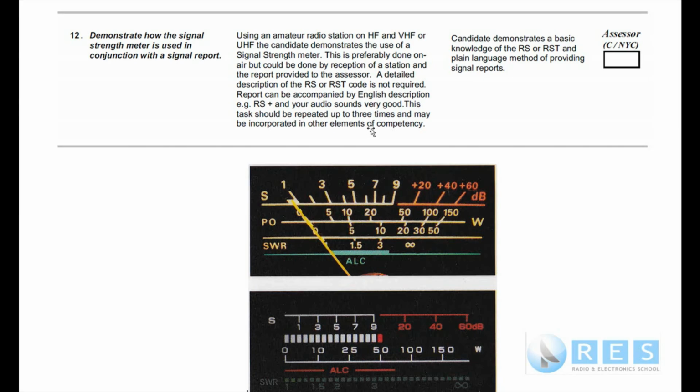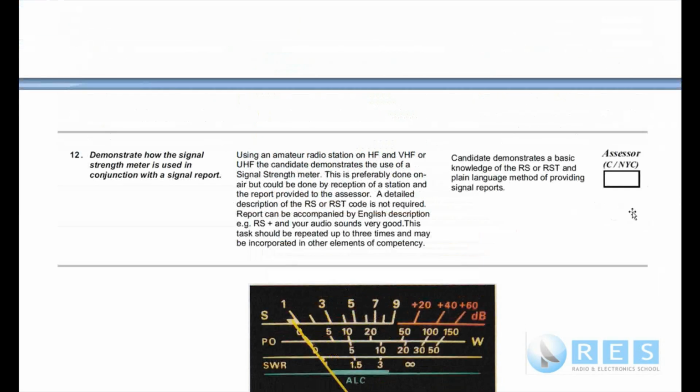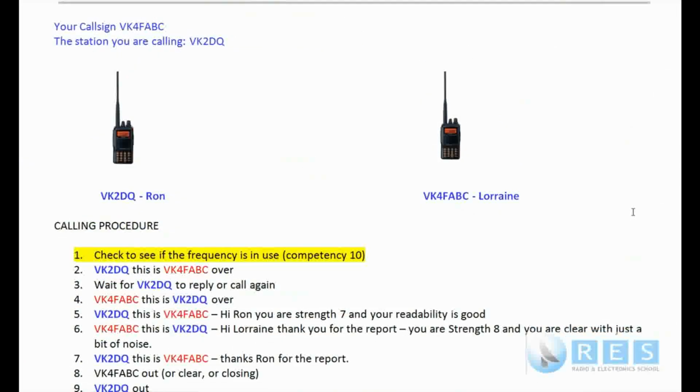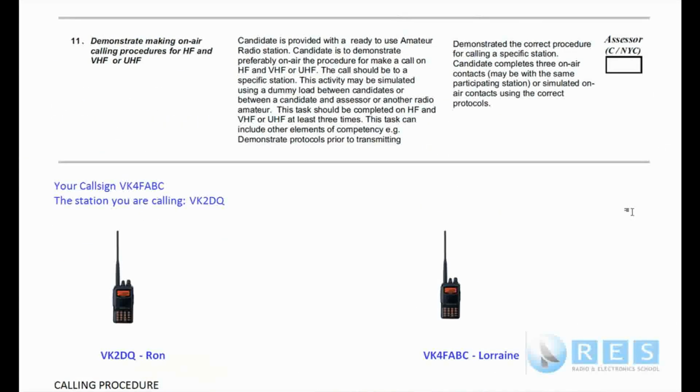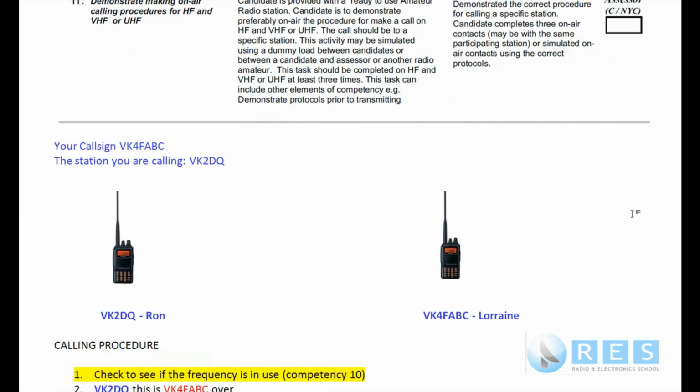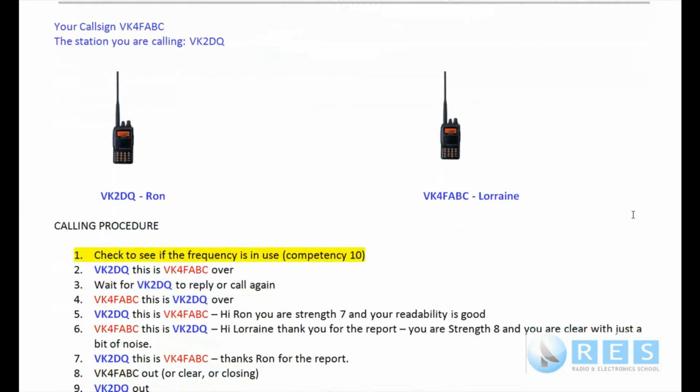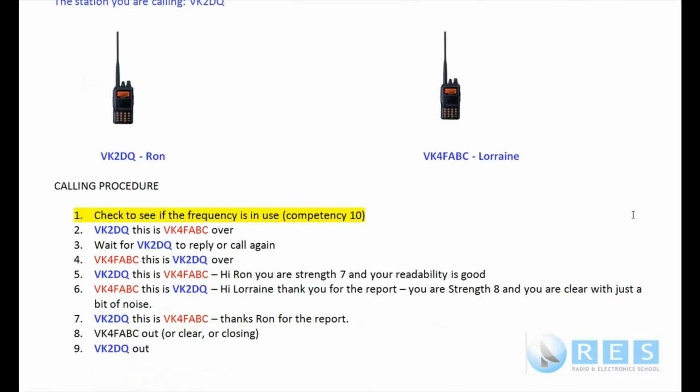So basically, you contact a station like we did in competency number 11, and before you ever make a transmission on air, you do competency 10, protocols prior to transmission. So we established contact just like we did before, but when we did this contact, we also gave a signal strength report. And here's a report here. You are strength 7 and your readability is good.